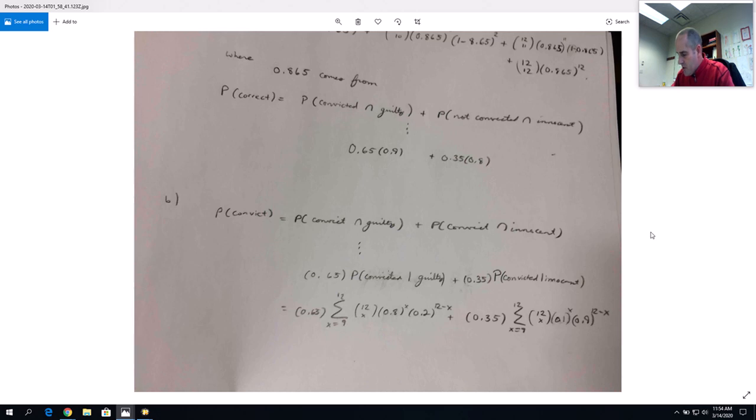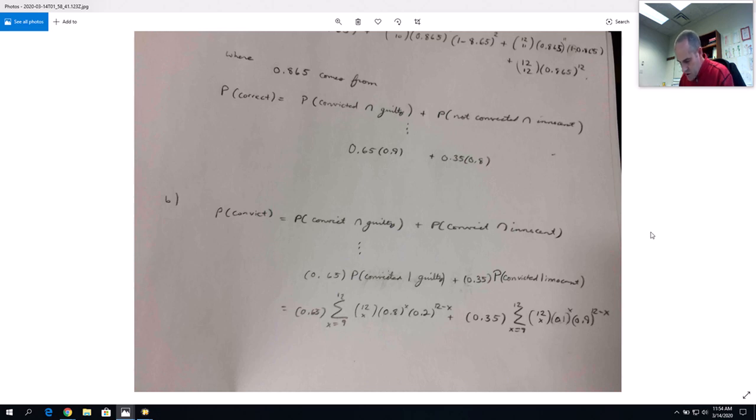For instance, 80% of jurors will vote to convict given that the individual is guilty. Okay? And that means that a juror will vote to acquit 20% of the time given that the individual is guilty. That's the way you should render that information right there.